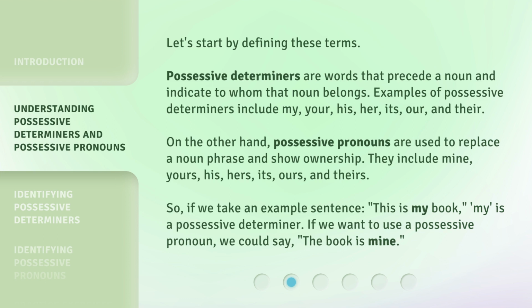So, if we take an example sentence, "This is my book," my is a possessive determiner. If we want to use a possessive pronoun, we could say, "The book is mine."